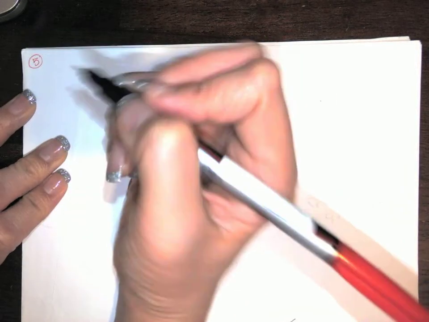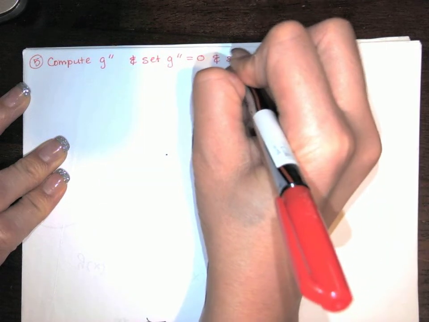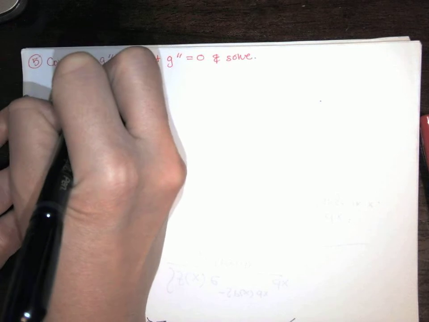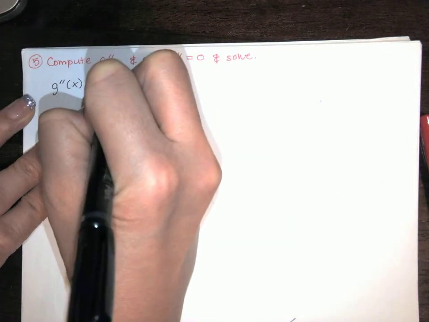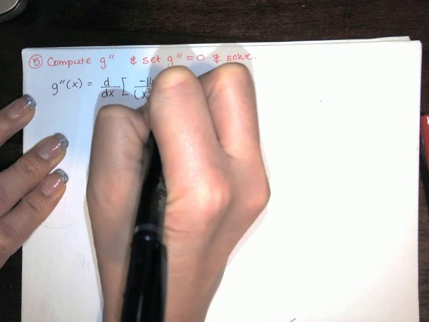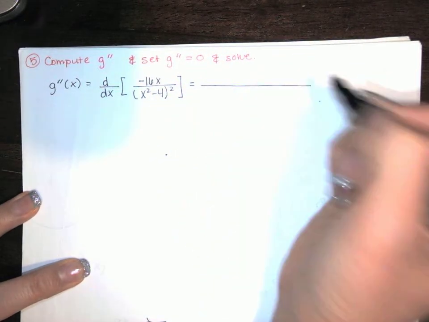Okay. So we're trying to determine the intervals where the graph is concave upward and concave downward. The first thing you do to do that is you compute the second derivative and set the second derivative equal to 0 and solve for x. So our first derivative was -16x over the quantity x squared minus 4 quantity squared. And we're taking the derivative of the first derivative to get the second derivative. So we'll use the quotient rule.